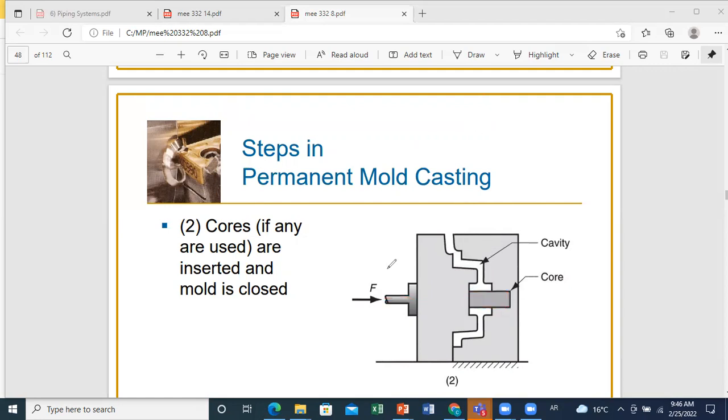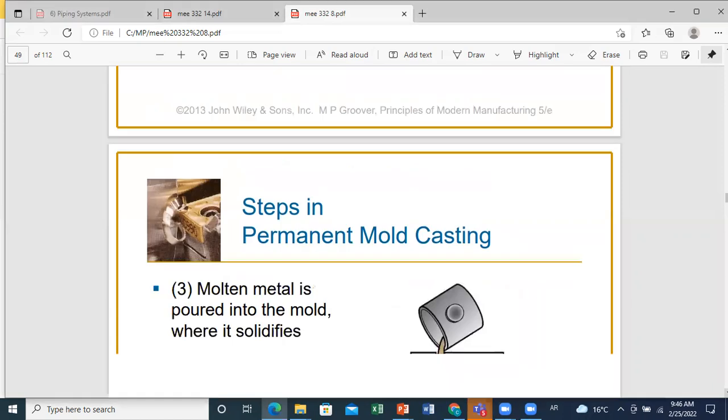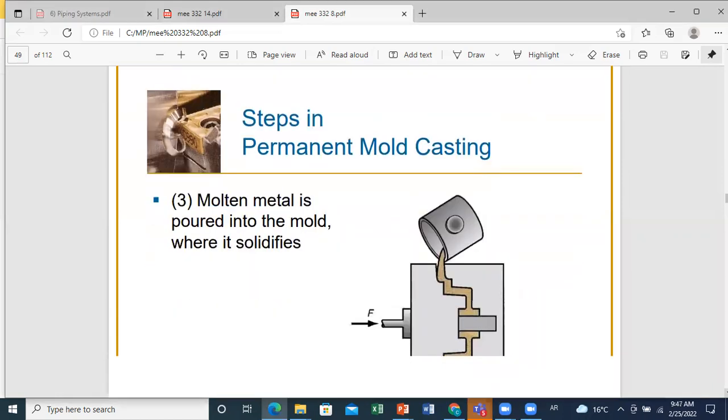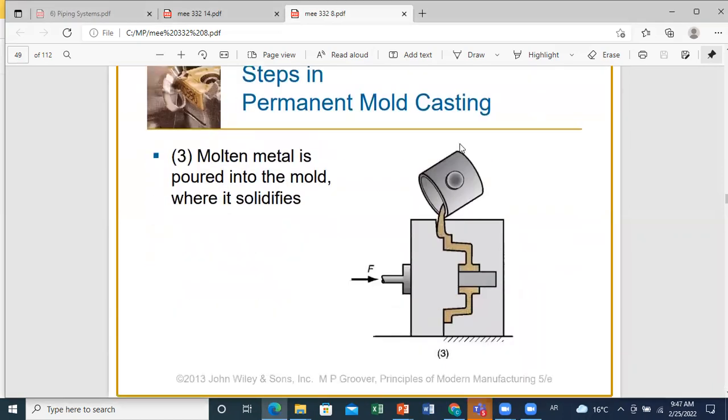So once you make the setup, you put your core, you have your cavity, then you are ready to pour your metal. So the next step will be to pour your molten metal into your permanent mold casting system, and you will give it enough time to solidify. This will lead to formation of external surfaces through the cavity and internal surfaces determined by the core inserted.